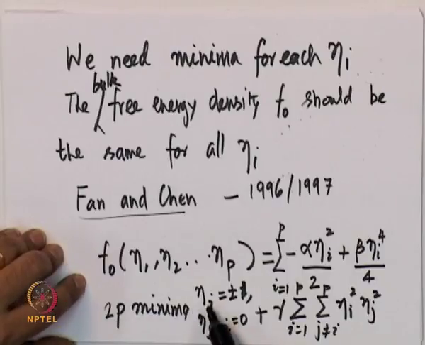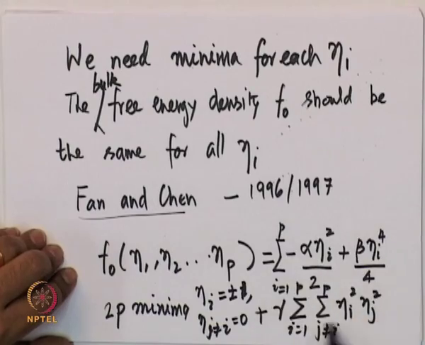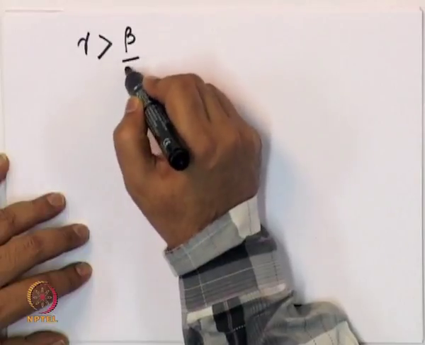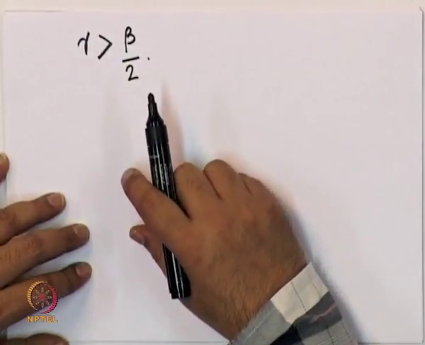Okay. So, these 2p minima are at, for example, if I take eta 1, whether it is plus 1 or minus 1, rest of them 0 is a minima. Eta 2, either plus 1 or minus 1 with rest 0 is a minima, and so on. So that is how we get 2p minima. And this is achieved for this function provided, so there is a condition on the alpha, beta and gamma, provided that gamma is greater than beta by 2. So that is the constraint.